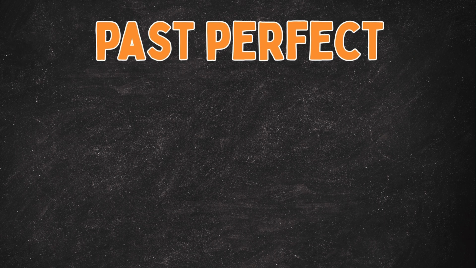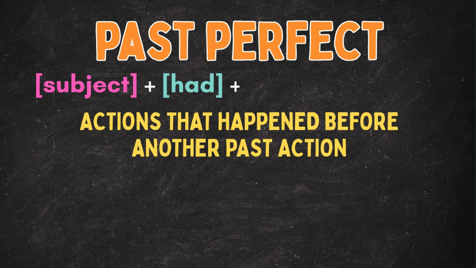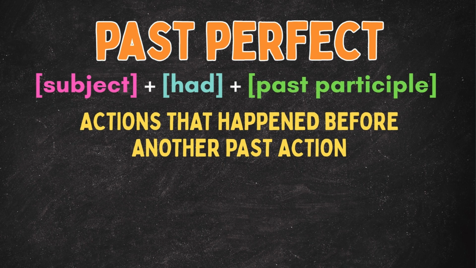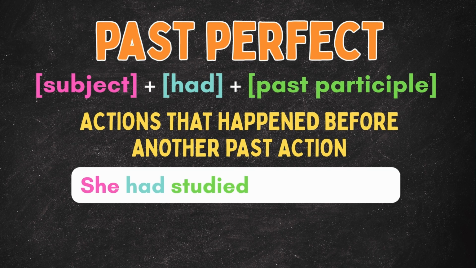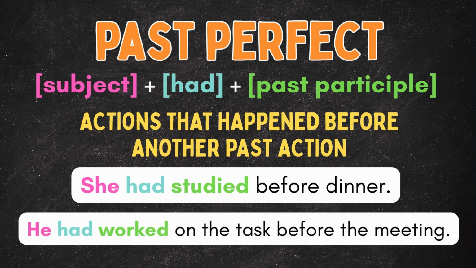Past perfect. We use the past perfect for actions that happened before another past action. The sentence structure is subject plus had plus past participle. She had studied before dinner. He had worked on the task before the meeting.